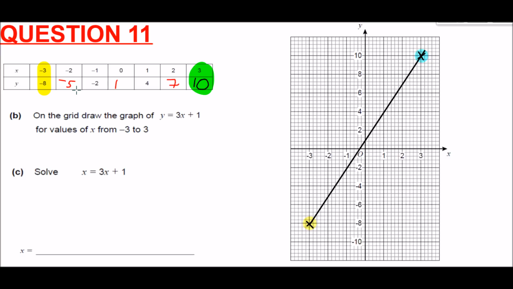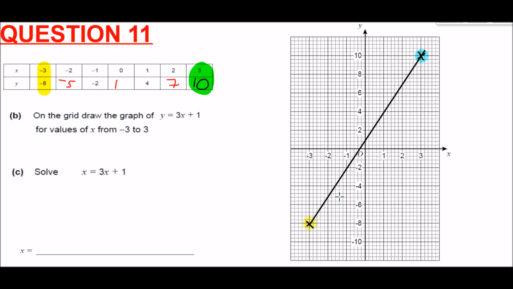Now, what it's sometimes worth doing is just plotting the other points anyway, because all the points will lie exactly on the line. It's not a scatter graph where some might be away from the line. If any points aren't exactly on the line, that can help you to highlight which one of these values in the table you may have got wrong.